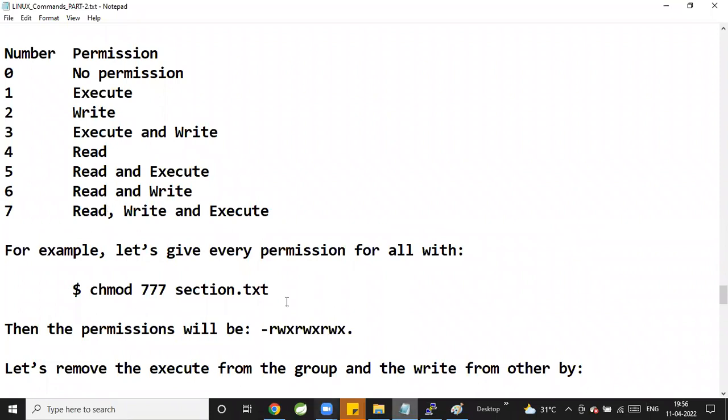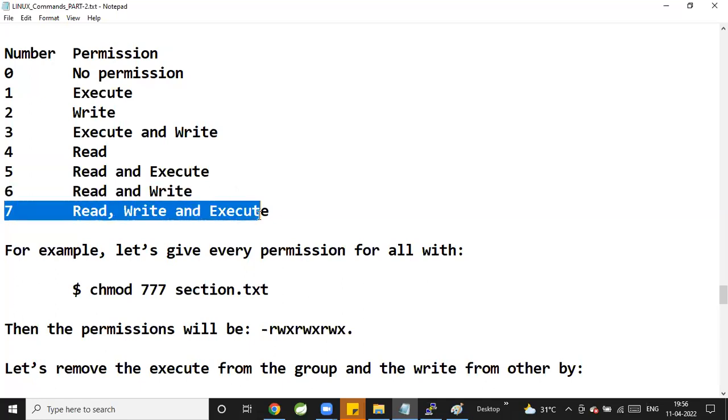Now chmod 777. 7 represents read, write, and execute. 0 means no permission. 1 means execute permission. 2 means write permission. 3 means execute and write permission. 4 means read permission. 5 means read and execute. 6 means read and write. 7 means read, write, execute.